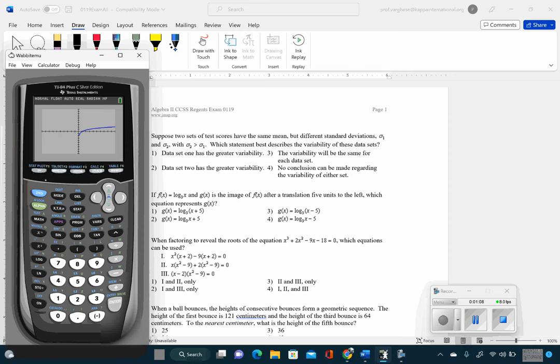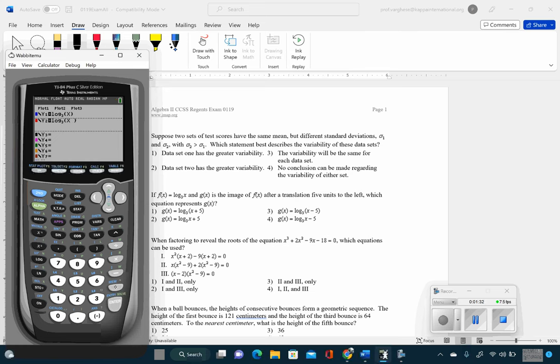So I'm going to go ahead and under y equals, I'm going to go over here because I want to keep the original. I'm going to type in the first answer choice, which is log base 3 of x plus 5. So again, you hit math, go down to the bottom. Log base is right there. So I'm going to hit A or enter. So I'm putting 3 in and I'm going to do x plus 5.